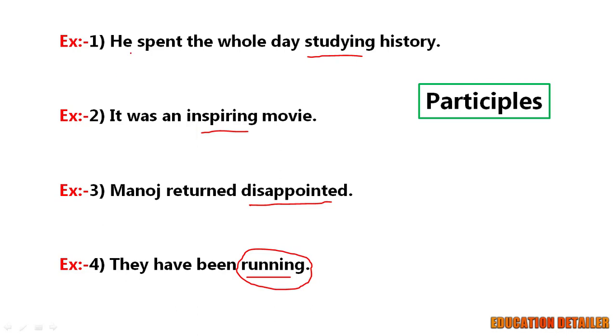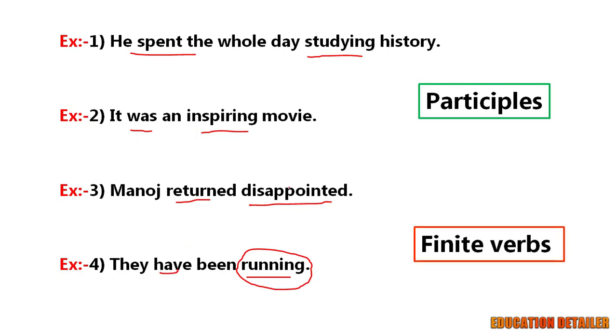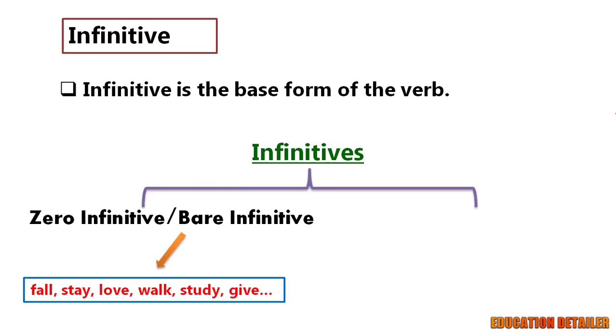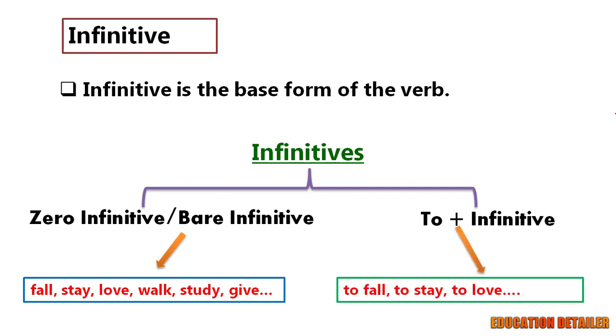On the other hand, spent, was, returned, and have are finite verbs because they show tense and can change to match with the subject. Okay, now the third and last type of non-finite verb, infinitive. Simply, infinitive is the base form of the verb. In English, there are two types of infinitives, zero or bare infinitive and to plus infinitive.